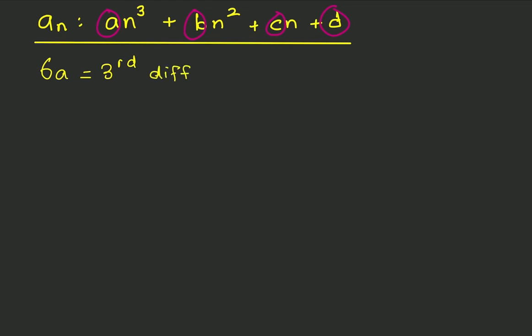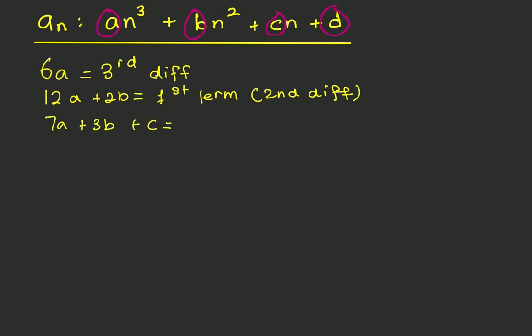And then we have 12a plus 2b is equal to the first term of our second difference. Then we have 7a plus 3b plus c equal to the first term of our first difference. And then we have simply a plus b plus c plus d as the first term of our original sequence.